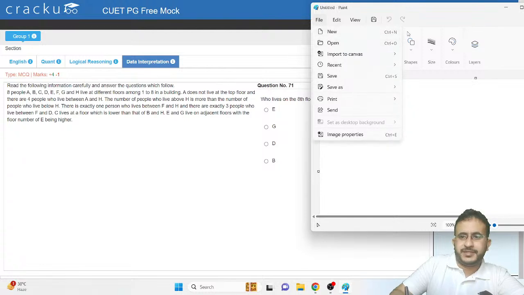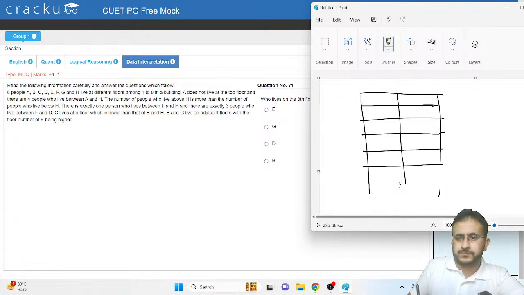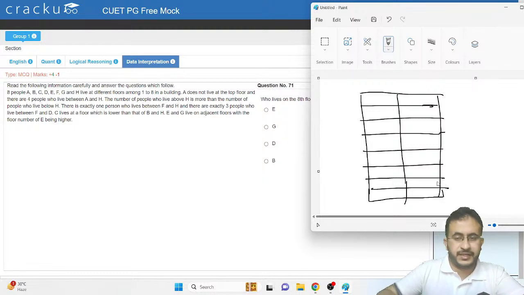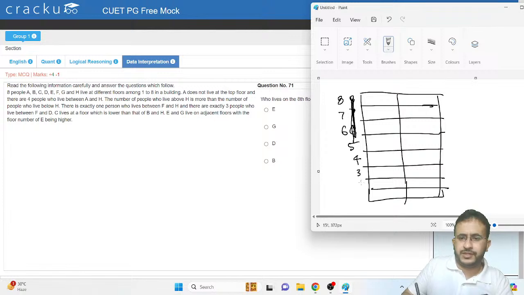This is a paper that I will be able to finish at my own speed while explaining the whole paper. So we have 8 floors. Whenever you have floor questions like this, you can take two cases, because usually two cases are formed. 8 people and 8 floors. Although the floors are not numbered, for our convenience let's number them. So this is 8 7 6 5 4 3 2 1.